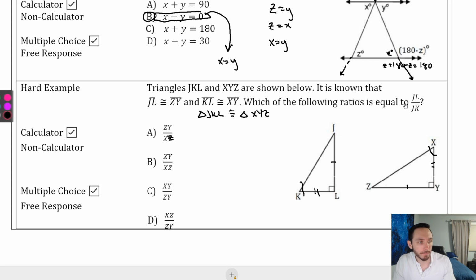Let's break it down this way. This is not a bad way of breaking it down. JL is long leg, and on the other side, it's congruent to ZY, which is long leg on the other side. Short leg is KL, short leg, which on the other triangle is XY, short leg. And then lastly, you do have hypotenuse, so I will do that in blue. Hypotenuse and hypotenuse.